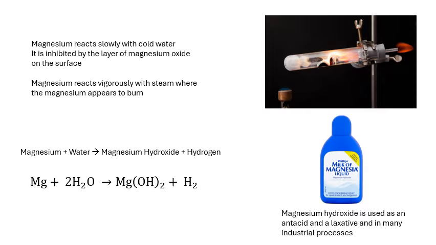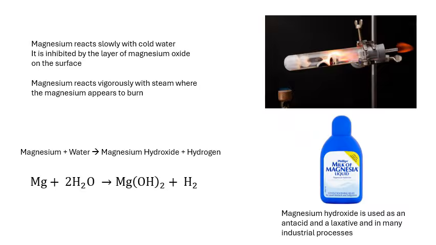Now, magnesium reacts slowly with cold water, and this is because you've got a layer of magnesium oxide on the surface. It does react vigorously with steam, and it appears to burn. So in this photo here, you've got some cotton soaked in water. When you heat that up and you get steam, and then you heat up the magnesium, a reaction does take place, and we get magnesium hydroxide and hydrogen.